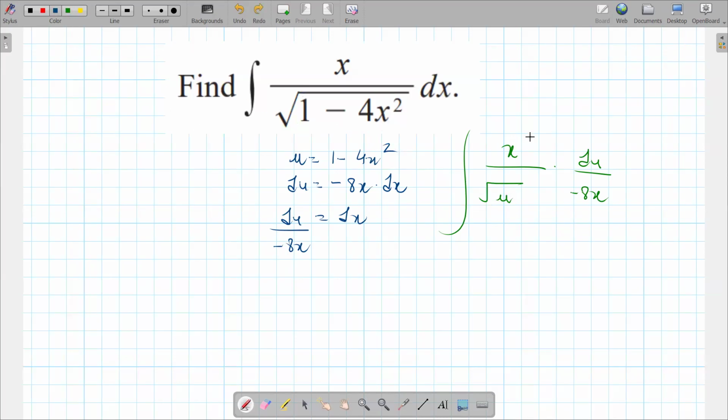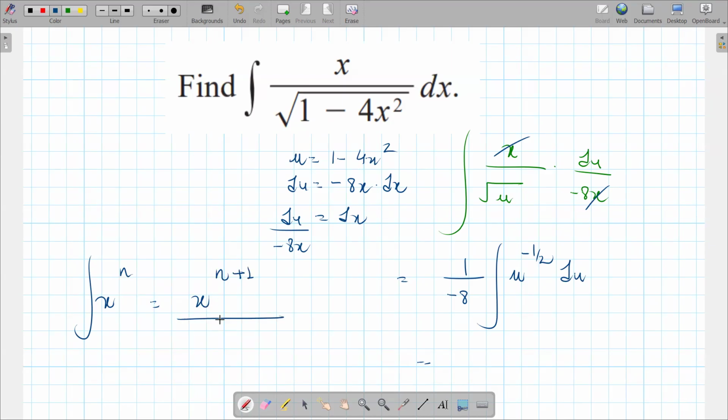It's not that difficult. So x and x gone. That 8, I'm going to pull it outside. I'm going to do one more thing here, which is that I'm going to move the u up there, like this. Why? Because remember this rule, x to the power of n, or any variable to the power of any number here. The integral is going to be that exponent, you add 1 to it, and whatever the new exponent is, you're going to divide the entire thing by the new exponent like that.